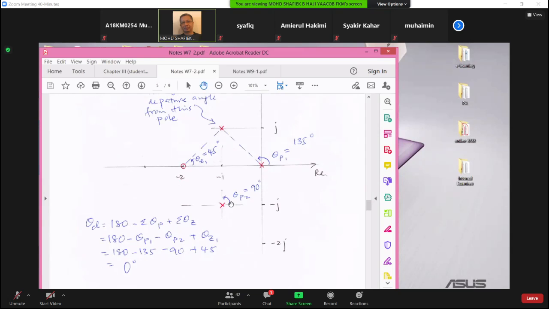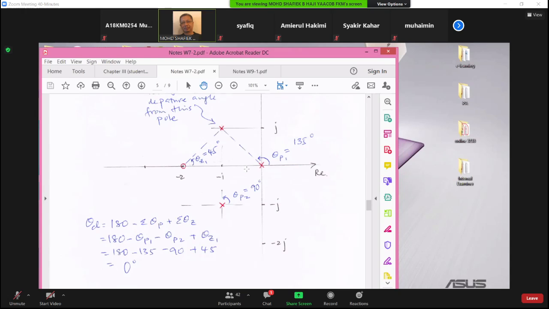Here you have two theta p, 135 and 90. So minus 135 minus 90, but you have a zero here, so plus 45 degrees. So you get a departure angle of 0 degrees. 0 degrees means that you go straight to your right.